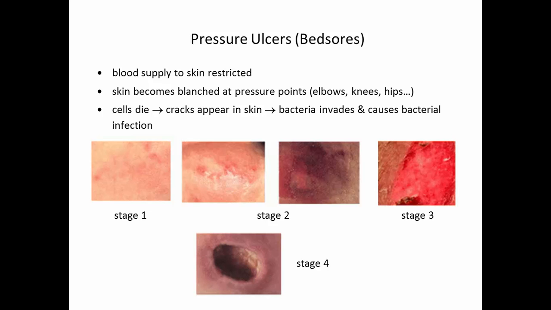One type of bacterial infection that you really need to be aware of are pressure ulcers, and in layman's terms we would call them bedsores, but I prefer the term pressure ulcers because they don't just happen in a bed. Pressure ulcers occur when there is pressure against the skin that is prolonged, and it restricts the blood supply to that area of the skin. And so then those cells start to die, and then little cracks form in the skin, and bacteria invade, and it creates an infection.